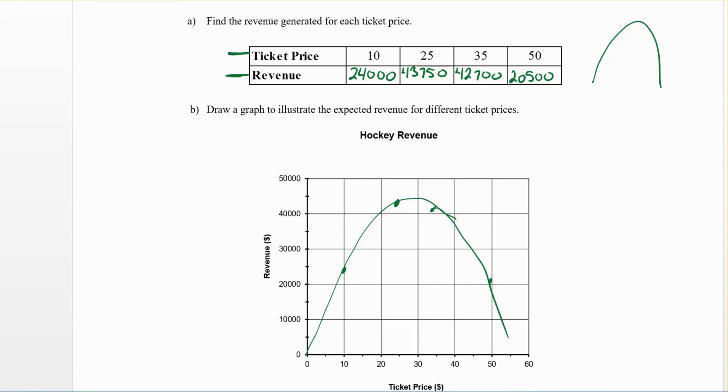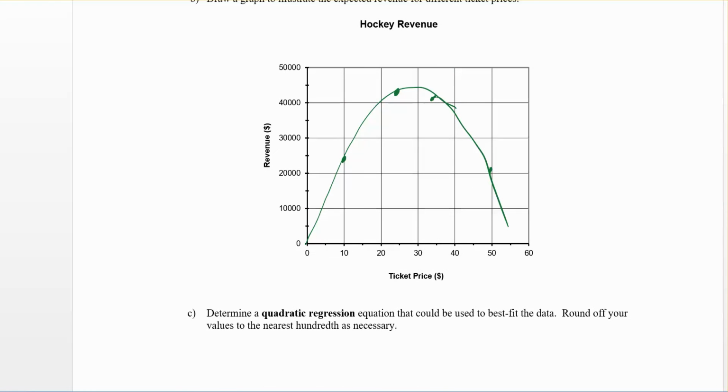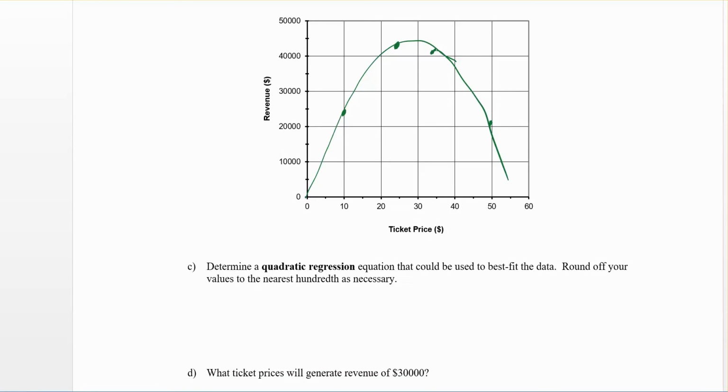All right, so if we put this in our calculator, the next question here's the kind of techie one that we got to put in our calculator. It says determine a quadratic regression equation. That just means a normal equation. We just need to use our data to find it, that could be used to best fit the data. Round off your values to the nearest hundredth as necessary.